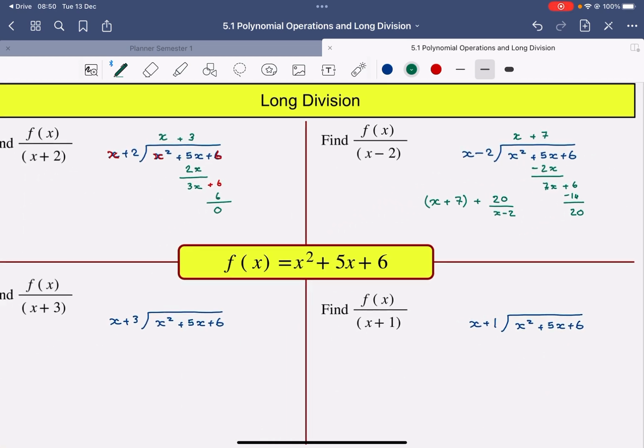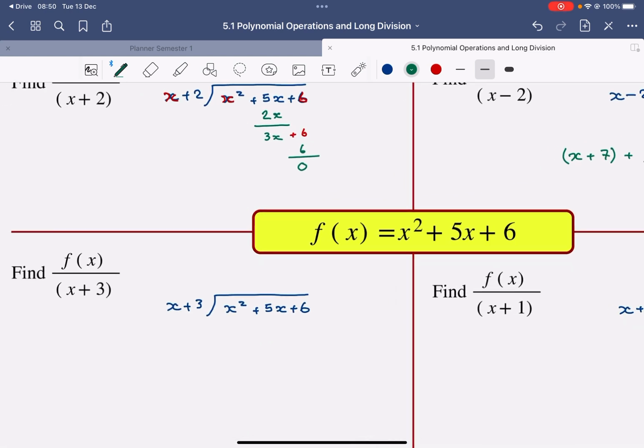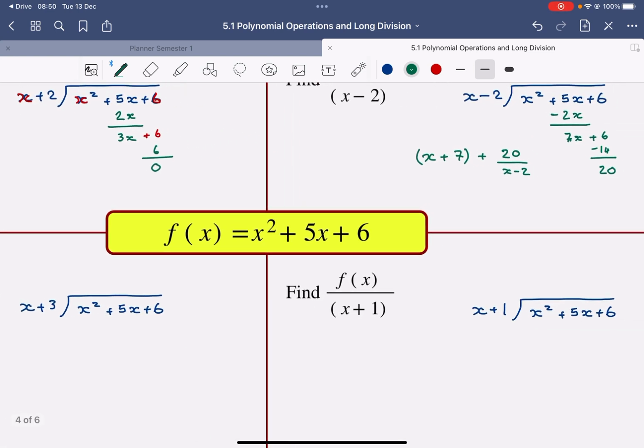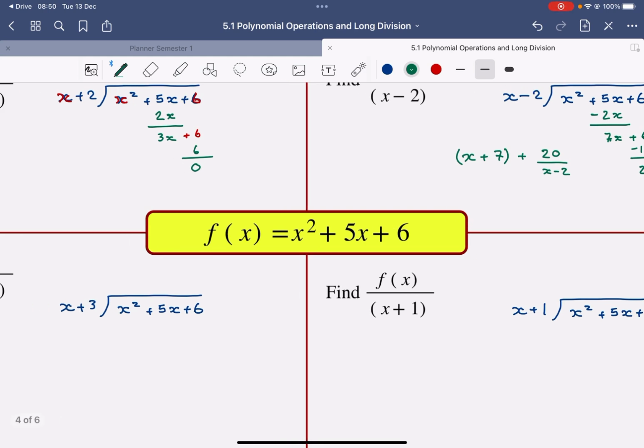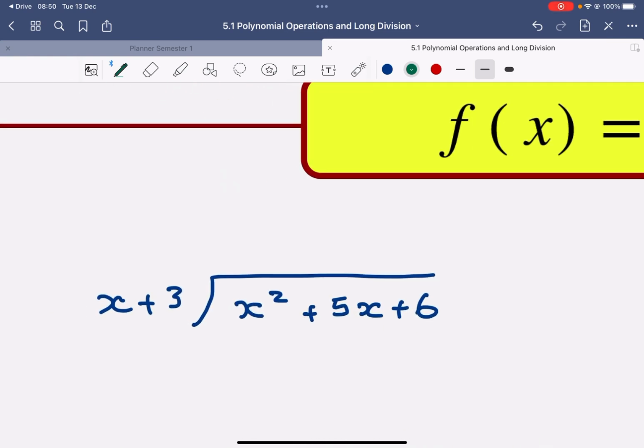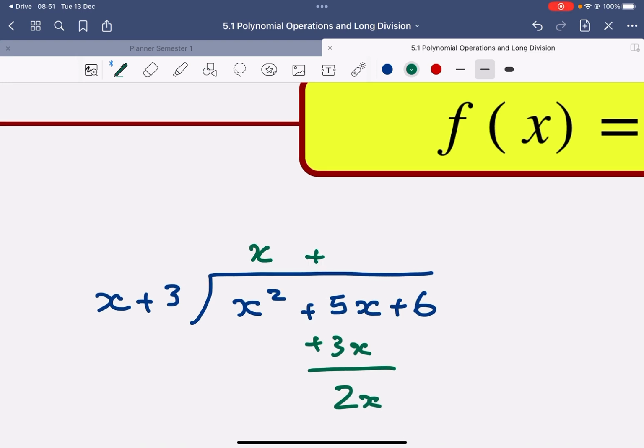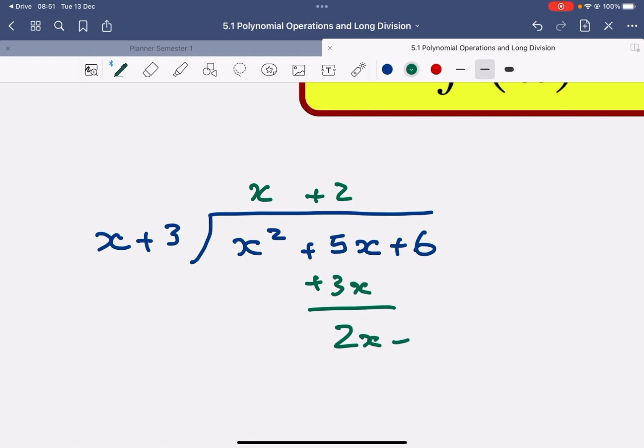So I've got 2 more to do here. I've got the x plus 3, and I've got one more, which is x plus 1, into x squared plus 5x plus 6. I'm going to do them quite quickly. If you want to pause and try it yourself, you can. Okay, so this is x squared divided by x. 3x goes down here. Take them away to give me 2x. 2x divided by x gives me plus 2. Drop that 6 down. And then 3 2's are 6. 6 take away 6 is 0.